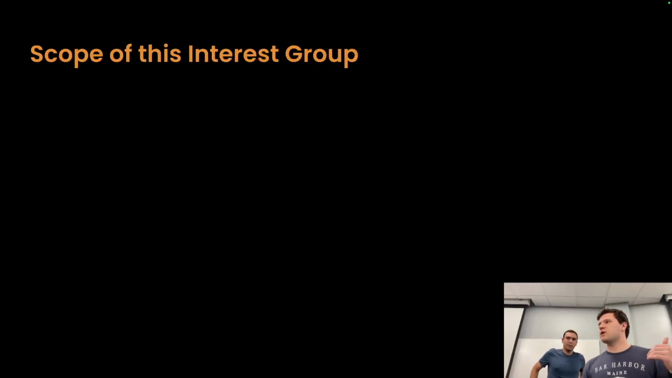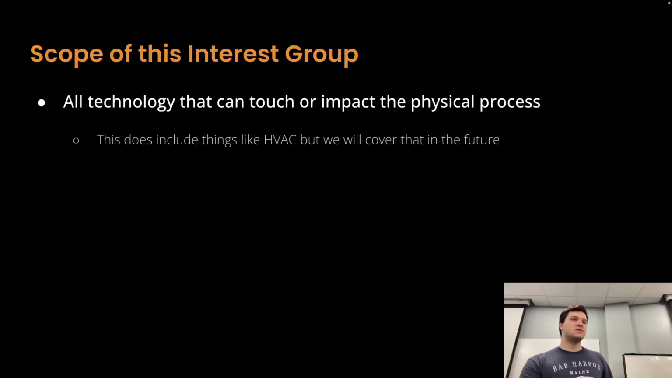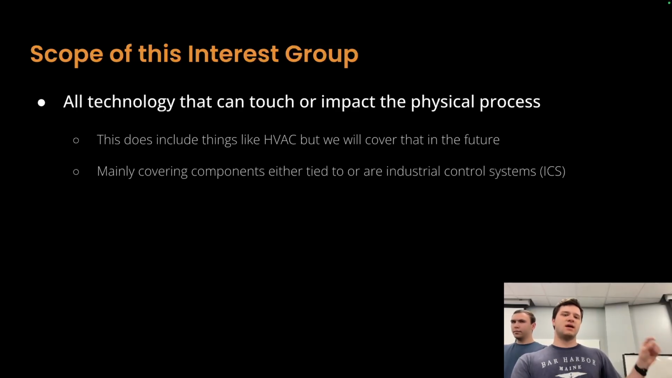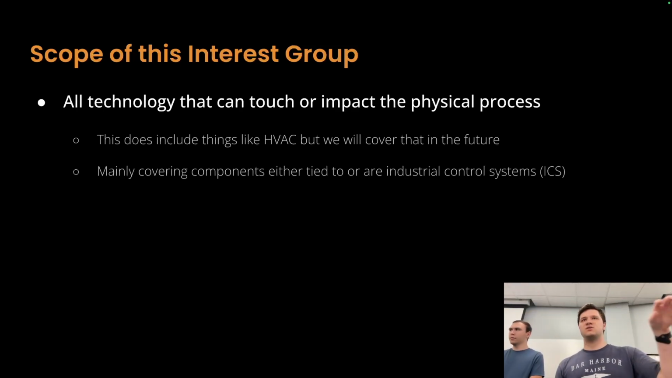After last meeting, we thought we would more clearly define the scope for this interest group, which is that all technology that can touch or impact the physical process is in scope. This does include things like HVAC and fire safety systems. We'll go much deeper into HVAC later on in the semester, but we will be covering a little bit of fire systems today. And we will mainly be covering components that are either connected to or are industrial control systems, which we covered last meeting.